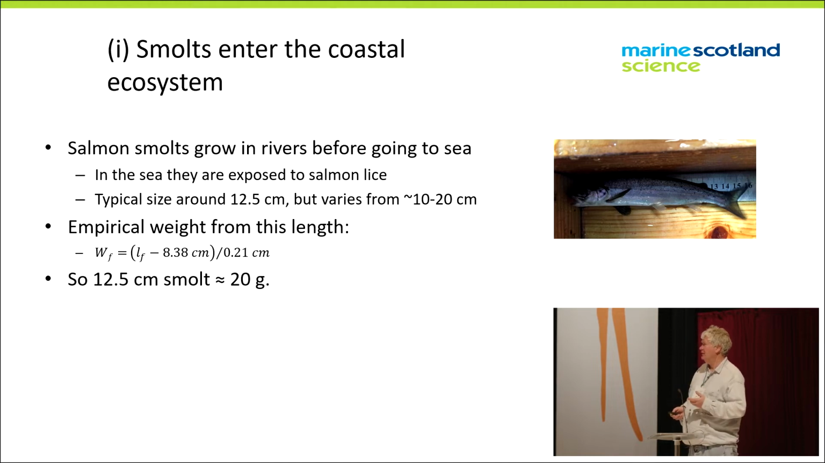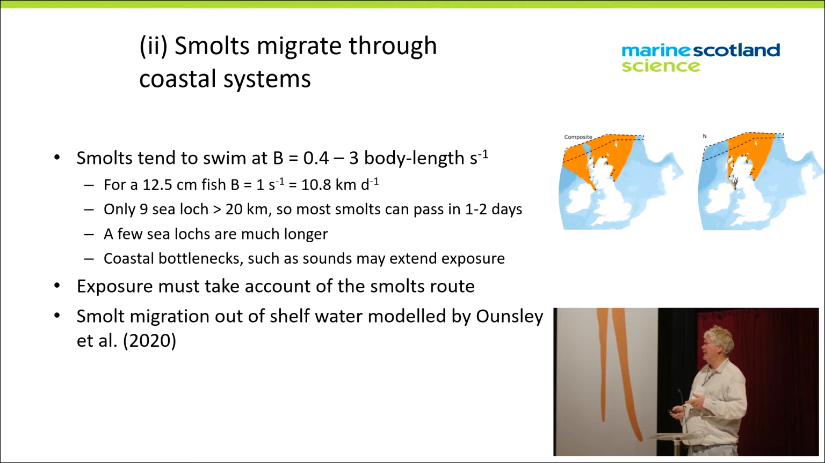Smolts enter the coastal ecosystem from rivers. They're quite variable in length, but a typical smolt might be 12.5 centimeters. And we have an empirical relationship, from quite a large number of observations, to relate that length to a weight. So our 12.5 centimeter smolt is about 20 grams.